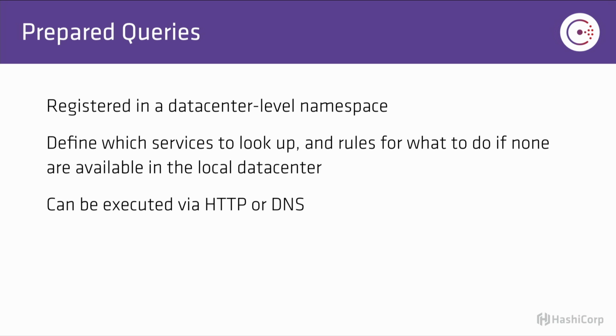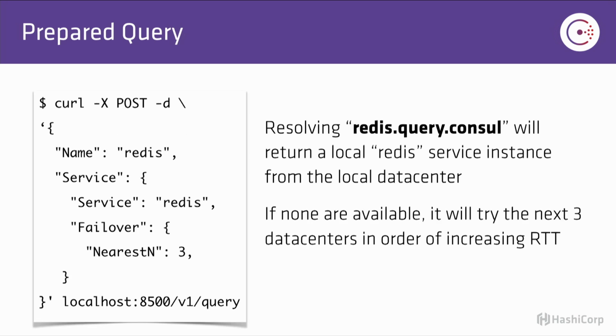And you can execute these via the REST APIs, you can execute these via DNS. So here's just some examples. So this one, I even put the curl command. You can just paste that in there and start GEO Failover real soon here. So we're getting there. So this makes a query called Redis. It maps to the service name Redis, and then the failover says nearest N3.